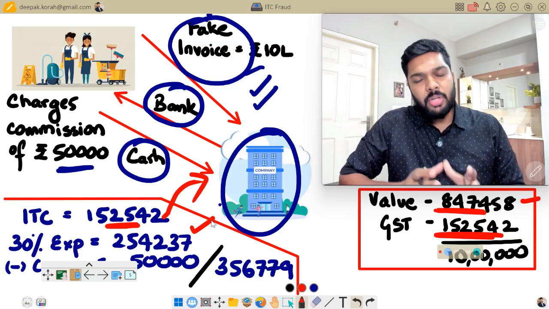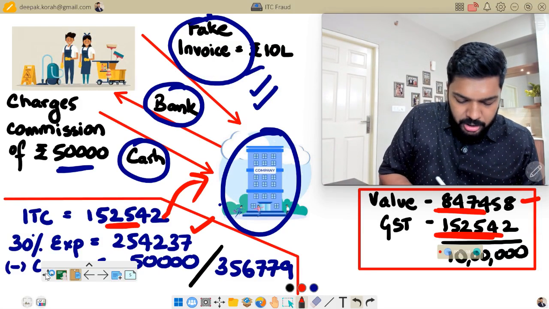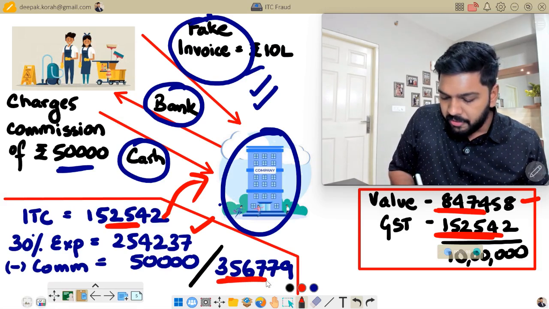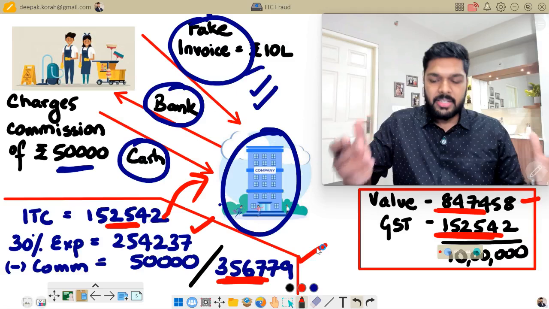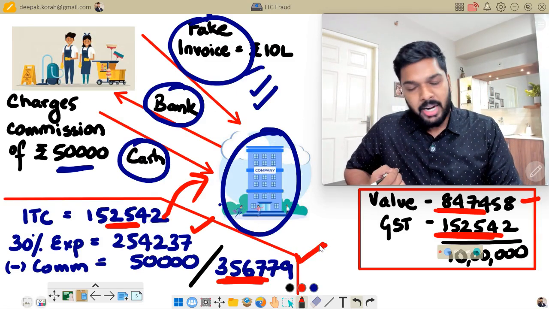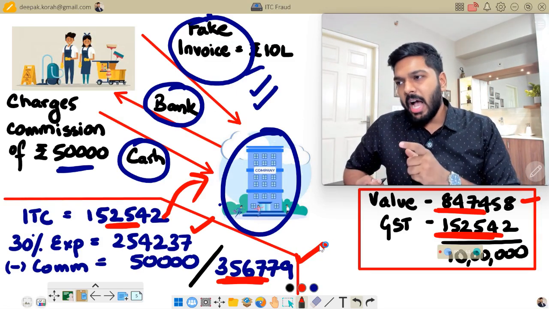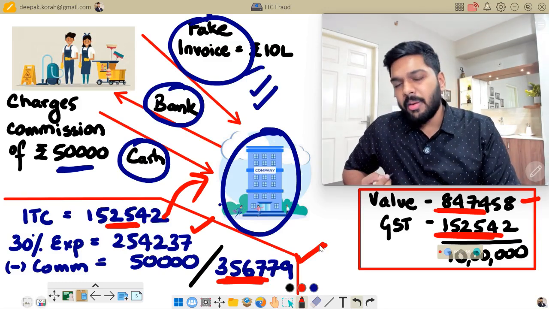But yes, the company will have to incur 50,000 as commission. Nonetheless, the company gets a total benefit of 3,56,779: ITC plus tax savings minus commission, 3,56,000. So in this way, I get the ITC benefit. I don't have to pay a single rupee. Yes, 50,000 is the only cut that he deducts, and I get the remaining amount.